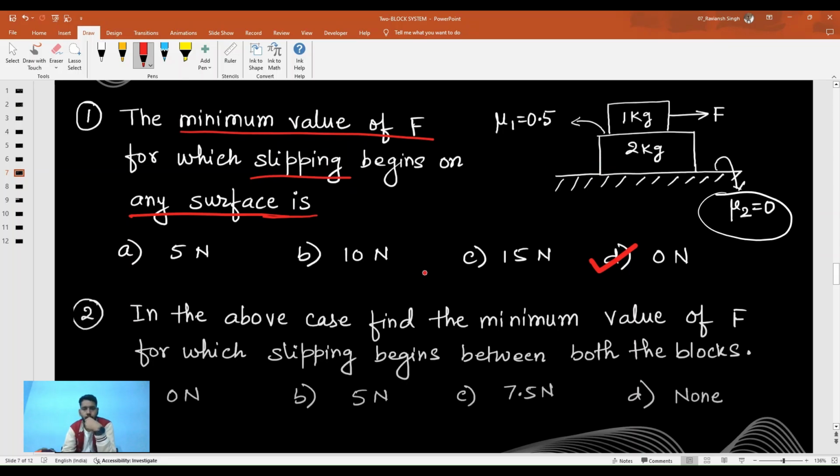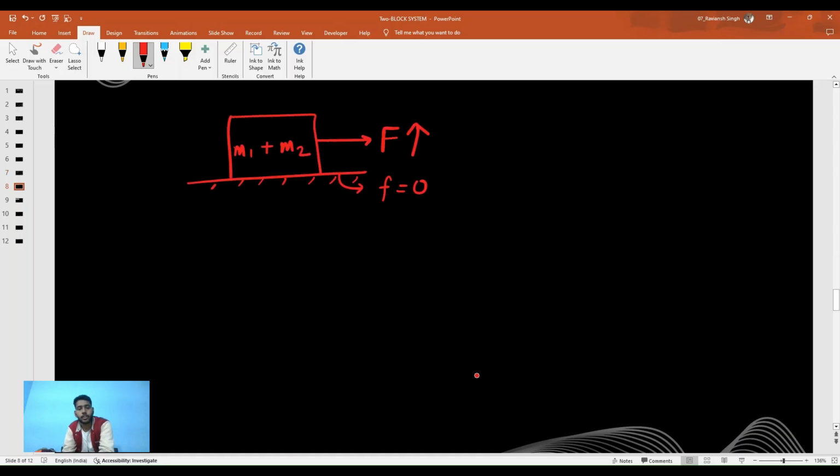Okay. Now, the second question, the follow-up to the first, is to find the minimum value of F. Why, the minimum value of what? F for which slipping begins between both the blocks. We now have to find when slipping will start between the two. Let me write out this second part. This is first. Second, we will just draw a free body diagram.